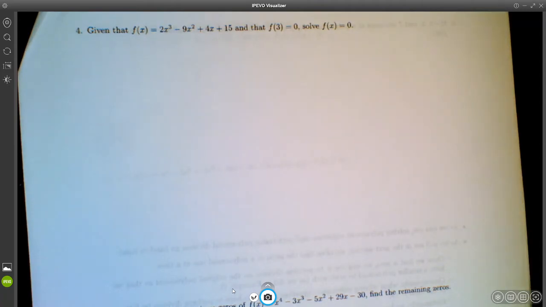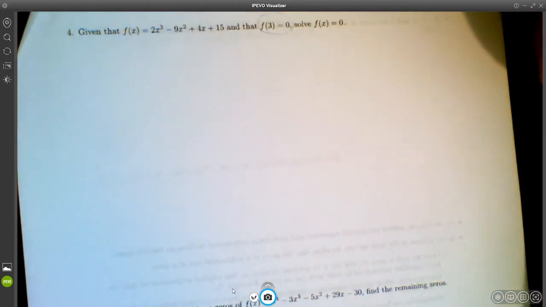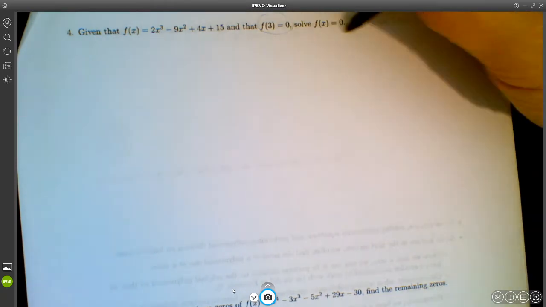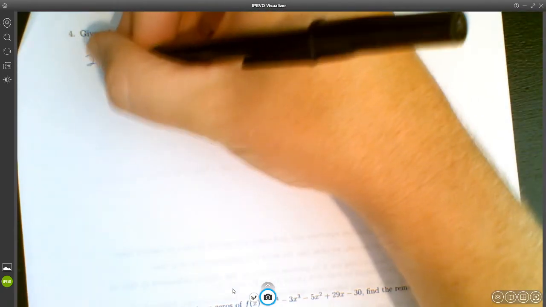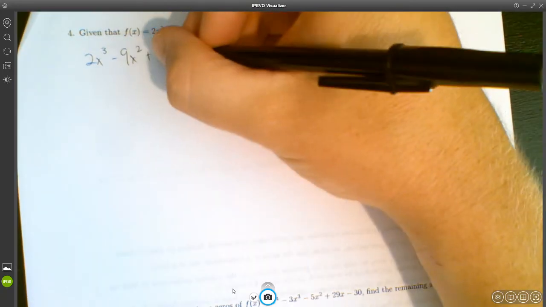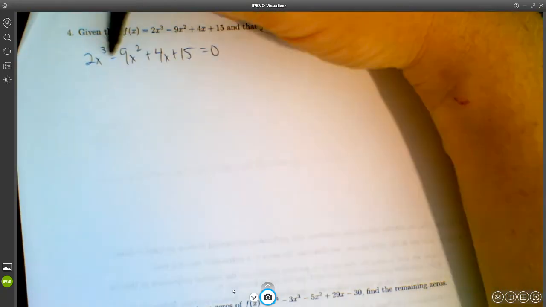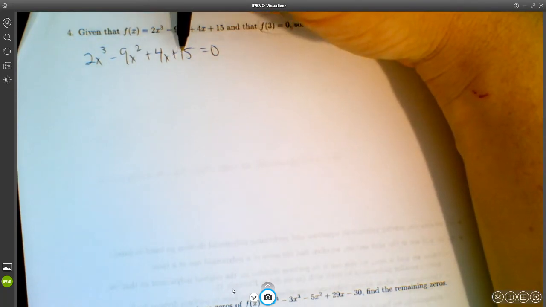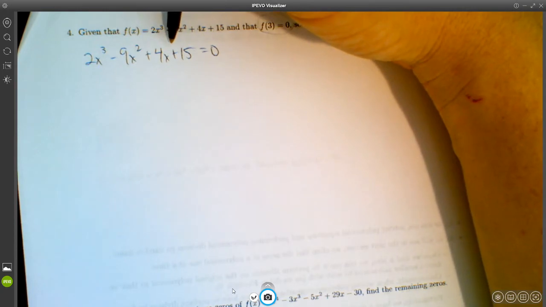Okay, so I'm given this kind of weird clue right here. I think I'm just going to ignore that for now and see if I can just solve the equation, right? I want to solve f of x equals 0, so I want to solve 2x cubed minus 9x squared plus 4x plus 15 equals 0. Now, since this is a 4-term polynomial, the only tool I have in my toolkit is to factor by grouping.